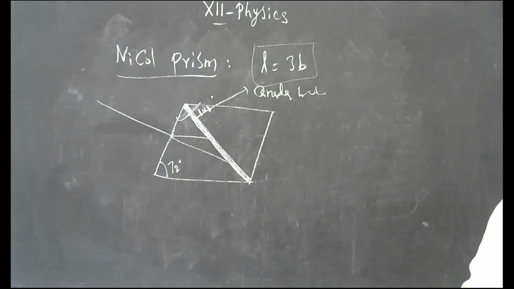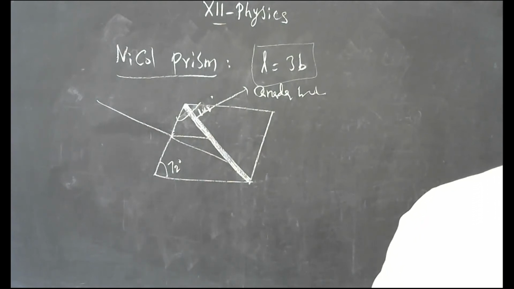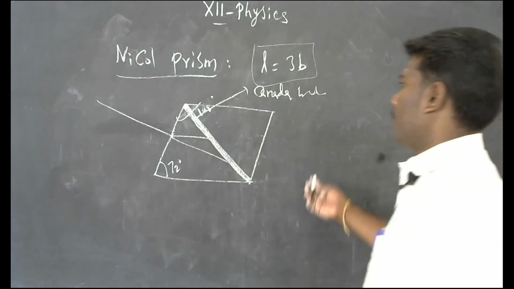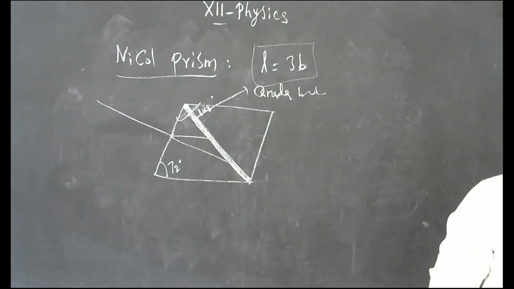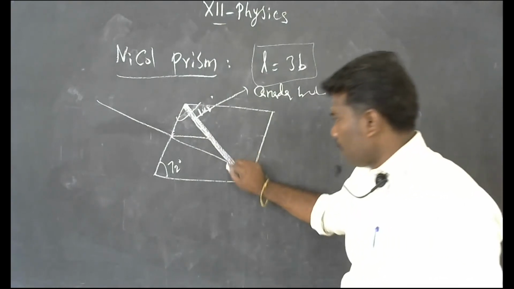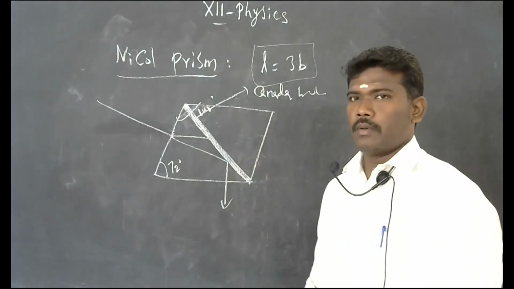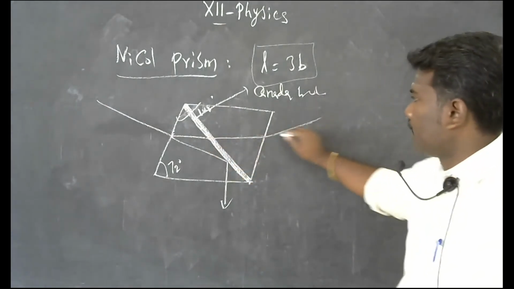Initially we are using the unpolarized light ray. The light ray is from the monochromatic source. It acts as an unpolarized light ray, and it is divided into two light rays. One is ordinary and another one is an extraordinary light ray. One light ray is completely reflected by the Canada balsam, by the paste, and one light ray can be passing through it, and it is like this.